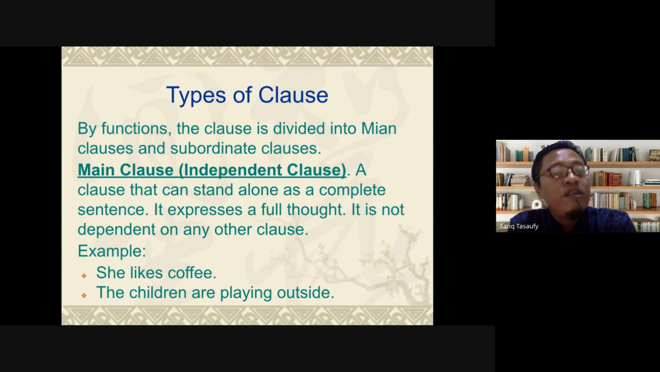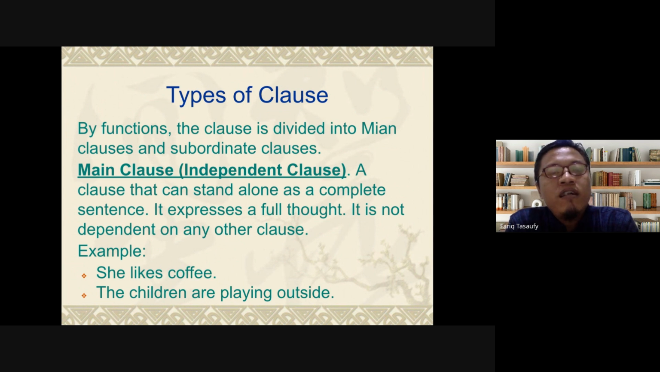And "the children are playing outside." In this, the second clause is also a complete structure. But in the next topic, we will consider the "outside" here as an additional element. I mean, we need to categorize that "outside" as the adjunct of a clause. But later on we'll discuss it.